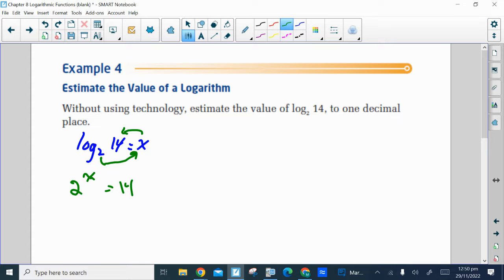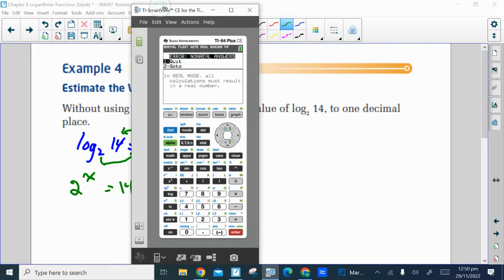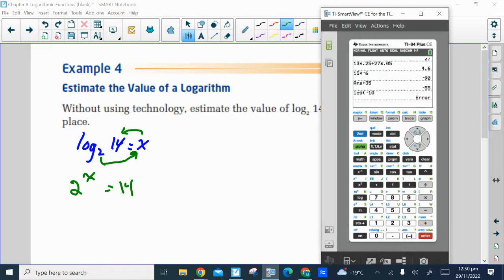So we can do that without technology, but after that, it's kind of difficult to even estimate what the answer is to one decimal place without technology. Okay, so one thing we could do, and we'd have to use our calculator to do this, is do a guess and check, a trial and error. We know that 2 cubed is 8, and 2 to the 4th is 16. So x has to be between 3 and 4. Probably closer to 4 than it is to 3, because this 14 is closer to 16 than it is to 8. So again, x will be closer to 4 than it will be to 3.